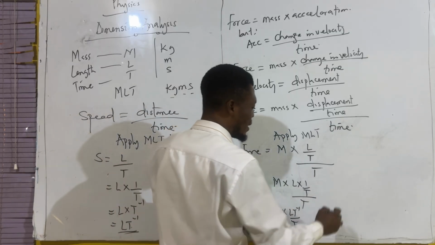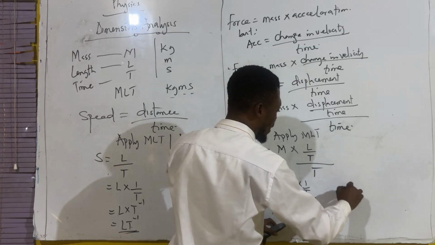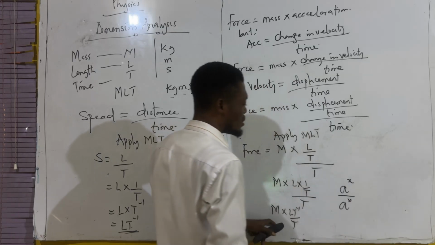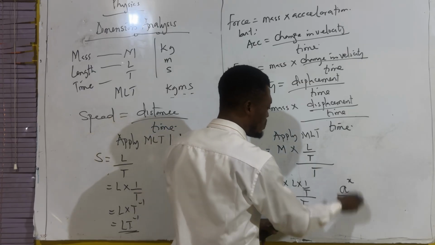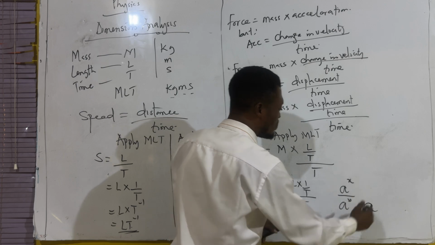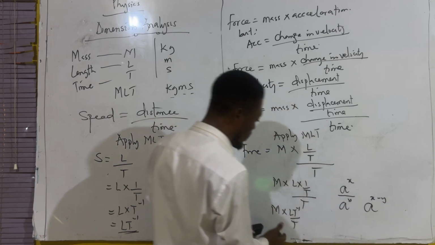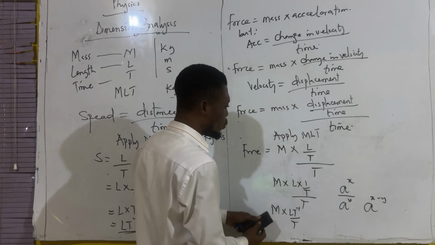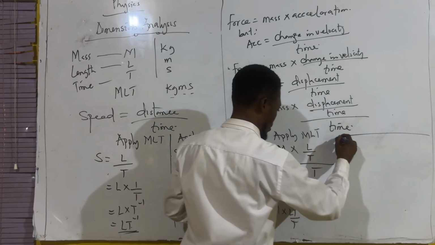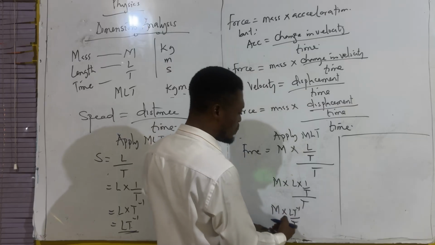Now, we know in indices that if I have a raised to power x over a raised to power y, since they have the same base but different powers, I'll pick one of the base, a, then subtract the power, x minus y. So I'm going to apply the same thing here. Since I have T over T, I'll pick one T.